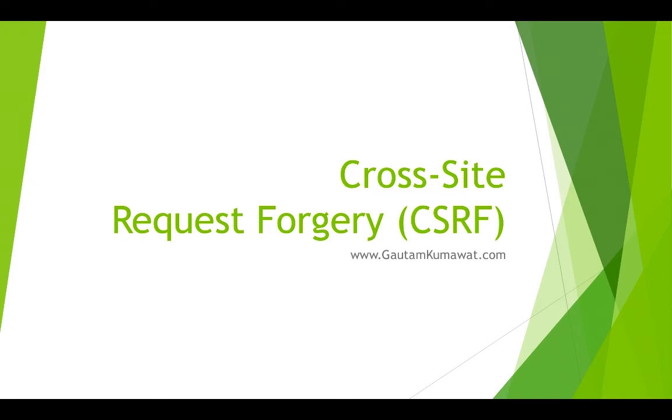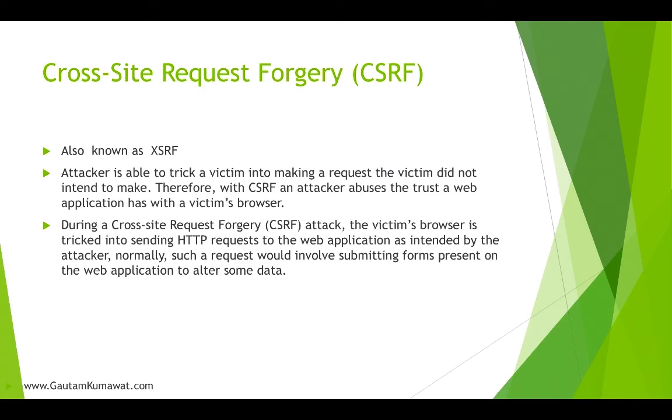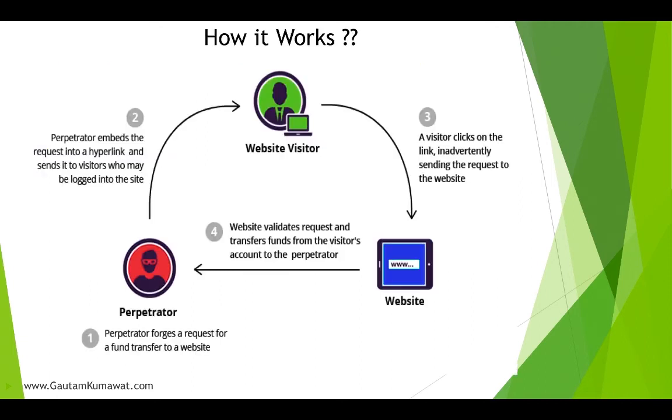So let's deep dive into cross-site request forgery. It is also called XSRF. In this, an attacker is able to trick a victim into making a request the victim did not intend to make. Therefore, with CSRF, an attacker abuses the trust a web application has with the victim's browser. During a cross-site request forgery attack, a victim is tricked into sending an HTTP request to the web application as intended by the attacker. Normally, such a request would involve submitting the forms present on the web application to alter some of the data. So how exactly does it work?